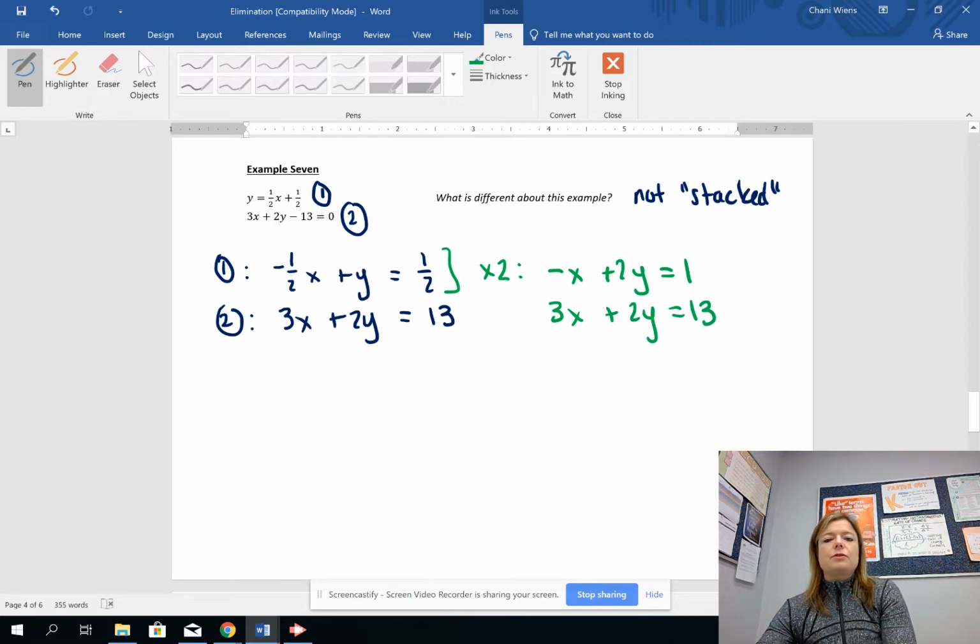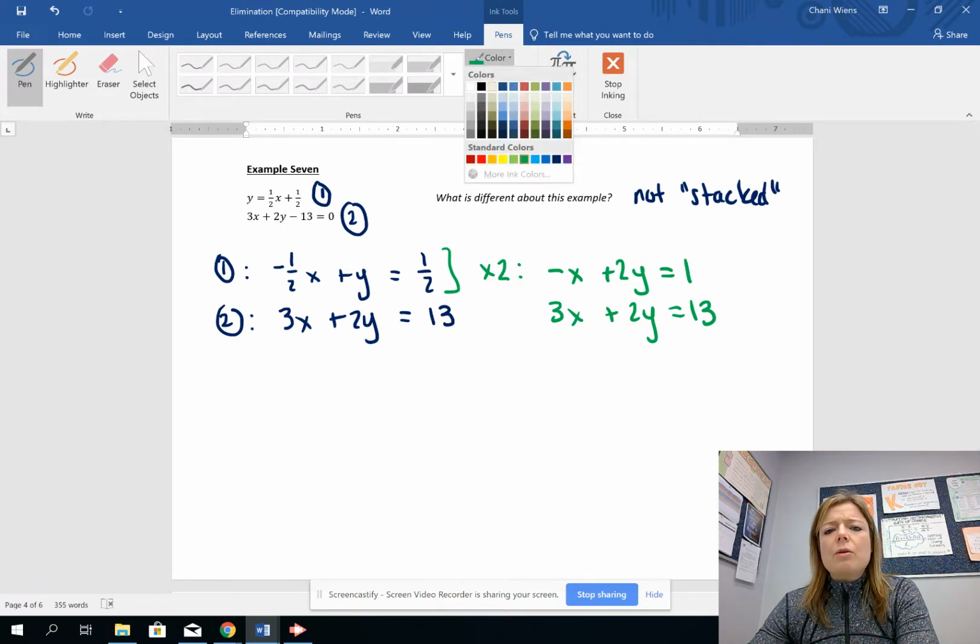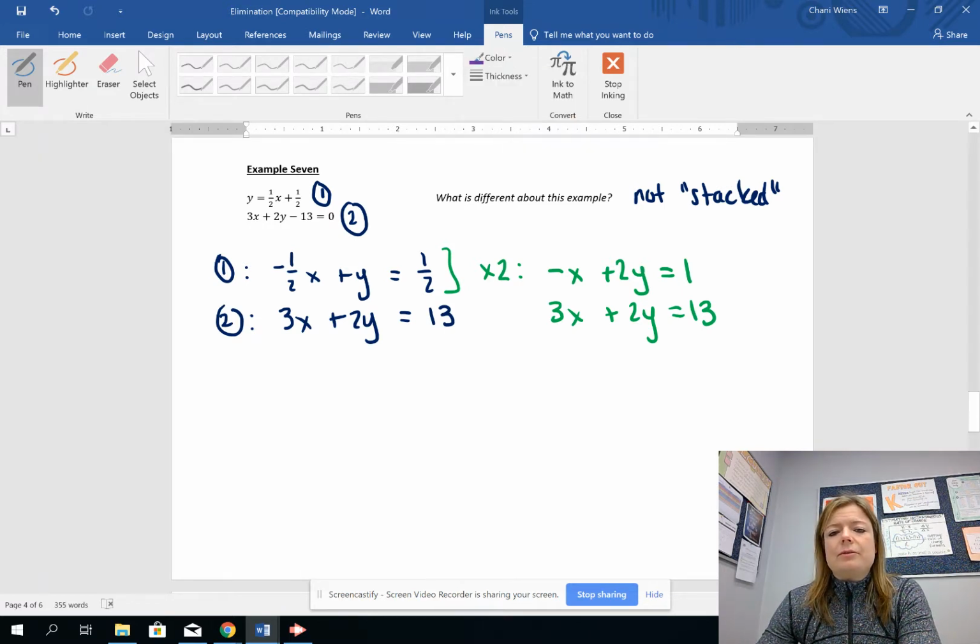Okay, so now you have two choices. Notice that the y's are both 2. So either you can multiply one of the equations by negative 1 and then add the two equations, or we can actually subtract the two equations instead. Okay, so negative x minus 3x is minus 4x. 2y minus 2y eliminates, and 1 minus 13 is negative 12.